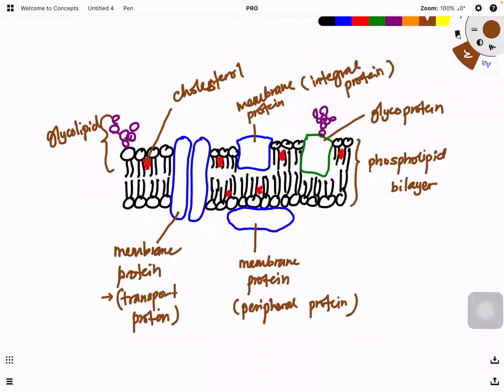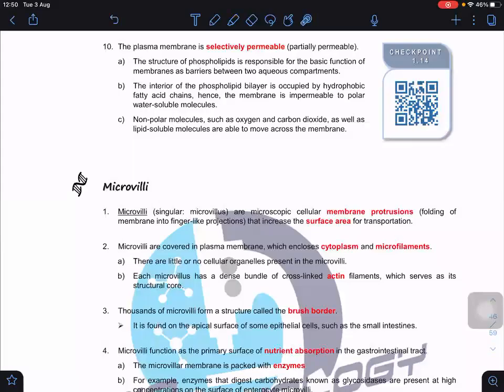So what are their roles? We're going to learn it when we come to the cell membrane. Okay, so highlight the term here. The plasma membranes are selectively permeable, or in CIE exams you are allowed to use partially permeable but not semi-permeable. Are you clear? Don't use the word semi, because semi means half. So we use the word selectively permeable.